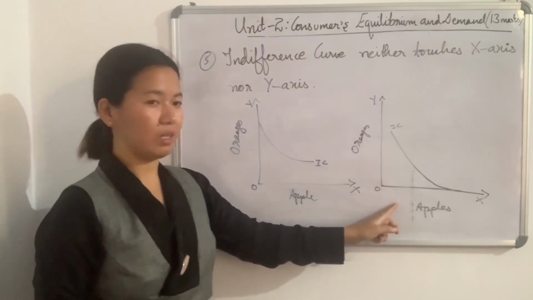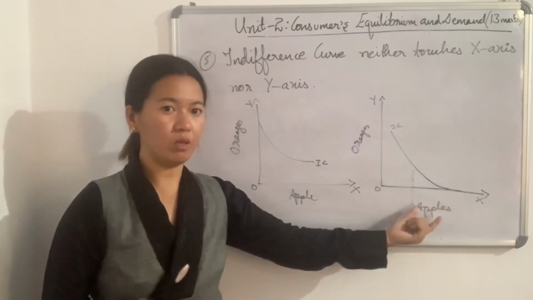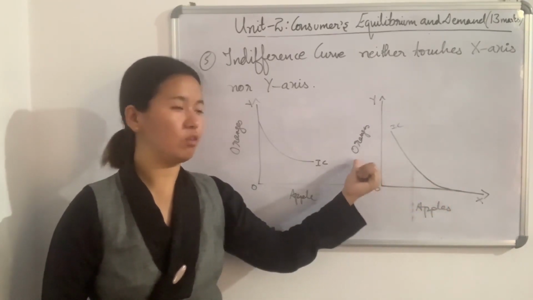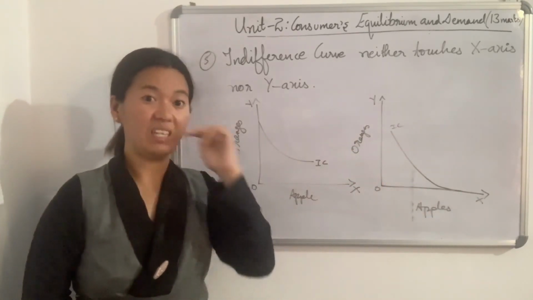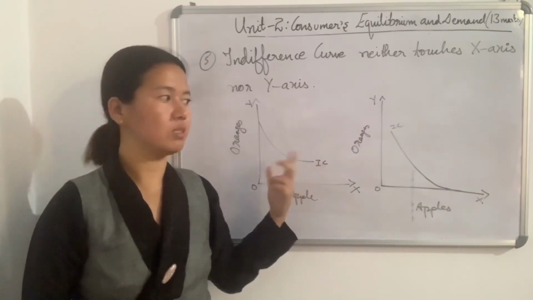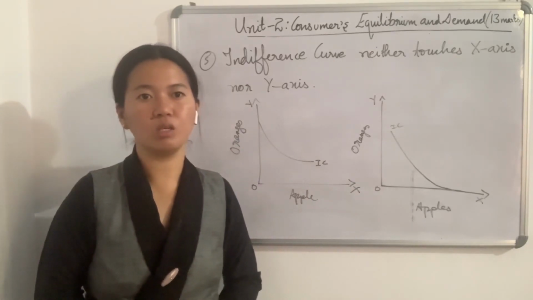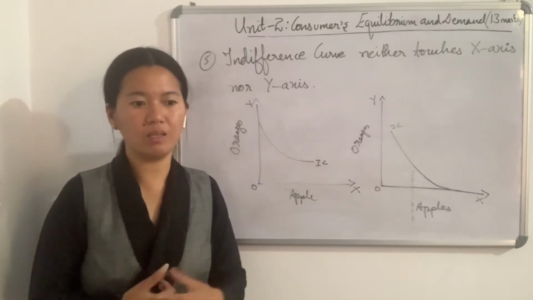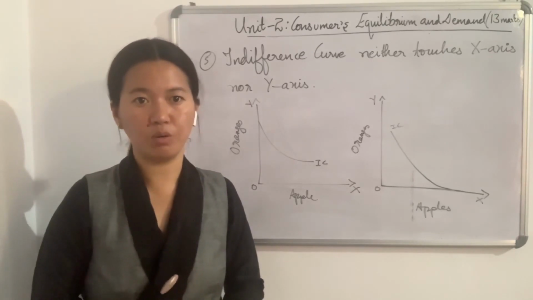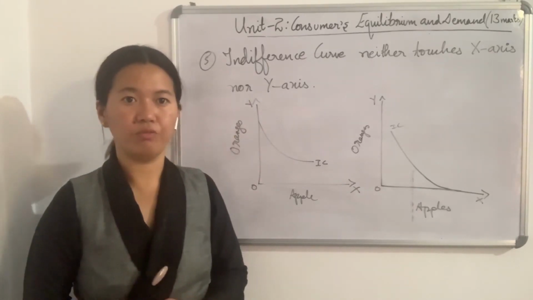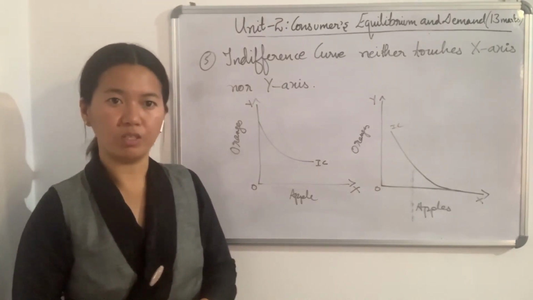In the same way, in the second diagram also, when the indifference curve is touching the x-axis, it means that he is consuming only apples and he is not consuming any of the second good, which is oranges. Therefore, in these two diagrams, it is incorrect, because the consumer is consuming only one good, and in indifference curve analysis, the consumer has to consume two goods and spend his income on the consumption of two commodities. So this indifference curve neither touches the x-axis nor the y-axis, because it consumes two commodities.